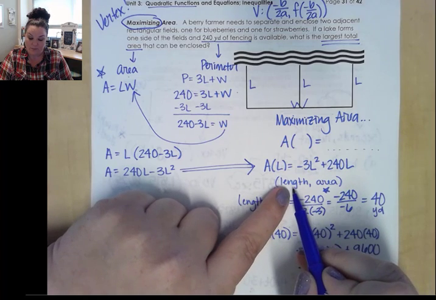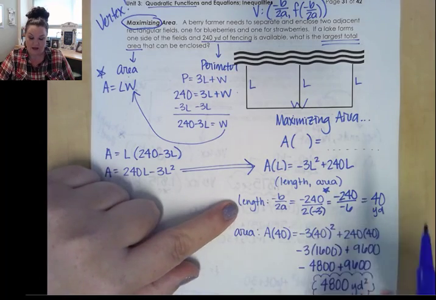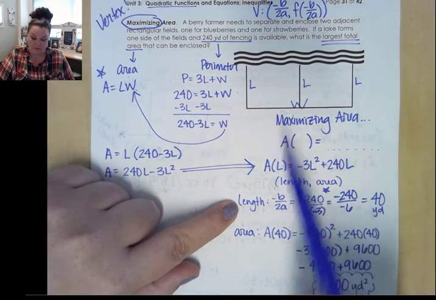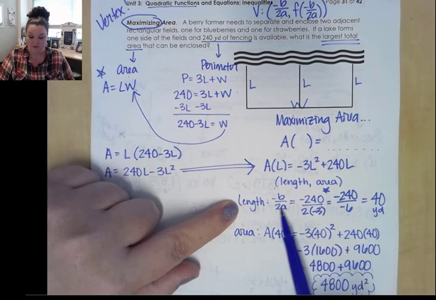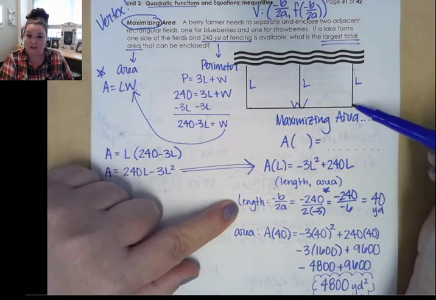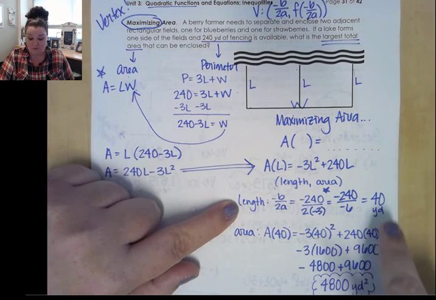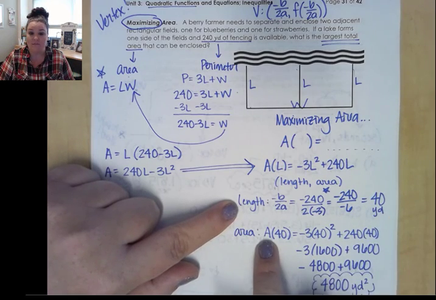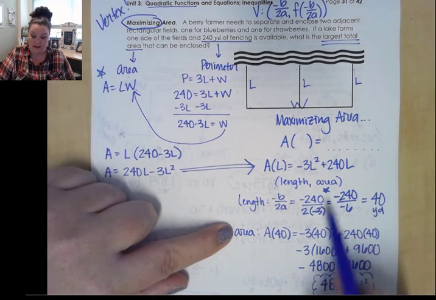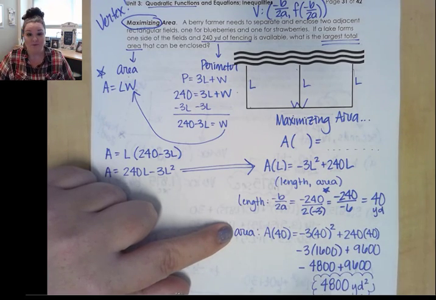So now that we know our input is length and our output is area, we can maximize that area by figuring out our vertex point. We find our initial h value, which here represents our length, by doing negative b over 2a, and we got 40. So that means each of these would have to be 40 to create a maximum area. Now, that's not what the problem asked us, but it was a step we had to figure out in order to find the maximum area. So now that we know that the length is 40, we plug that back into our area formula to figure out what our maximum area is. And we came up with 4,800.